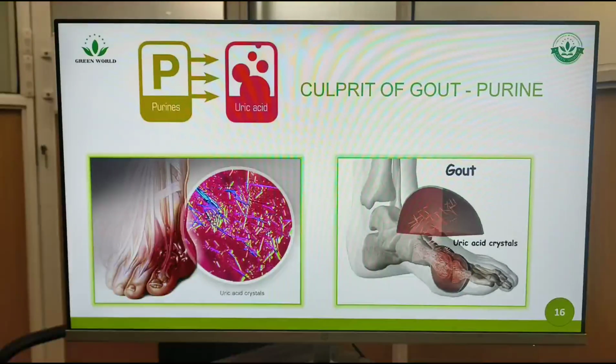Now, gout is 9 times more common in men than in women, mostly. Remember, we said osteoarthritis and osteoporosis are mostly in women, but now men ndio wanapatikana sana na gout, because wao ndio watu wa nyama choma sana, mapombe sana na vitu kama hizo. Okay, and it predominantly attacks men after puberty and also attacks women after menopause. Now, it affects 1 in every 200 adults.